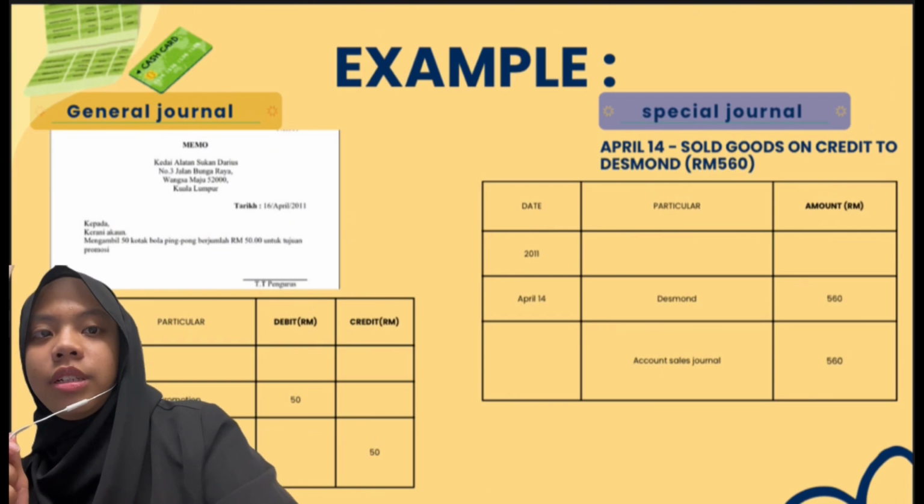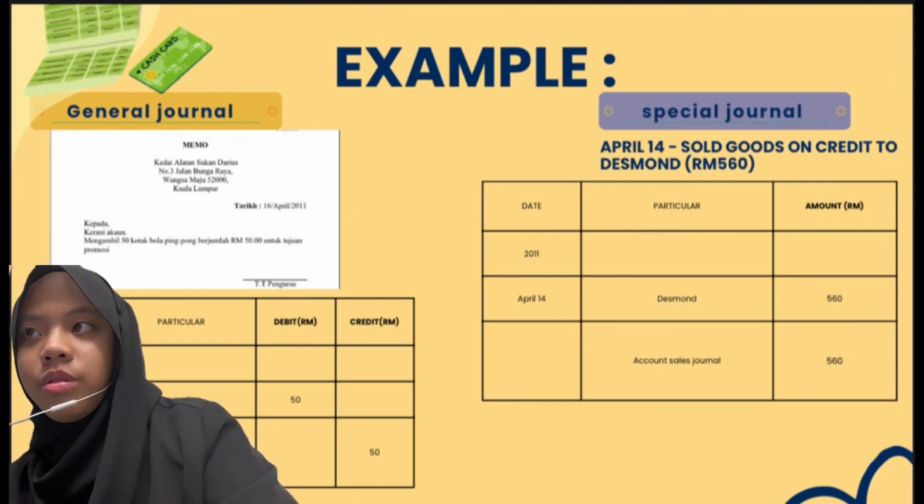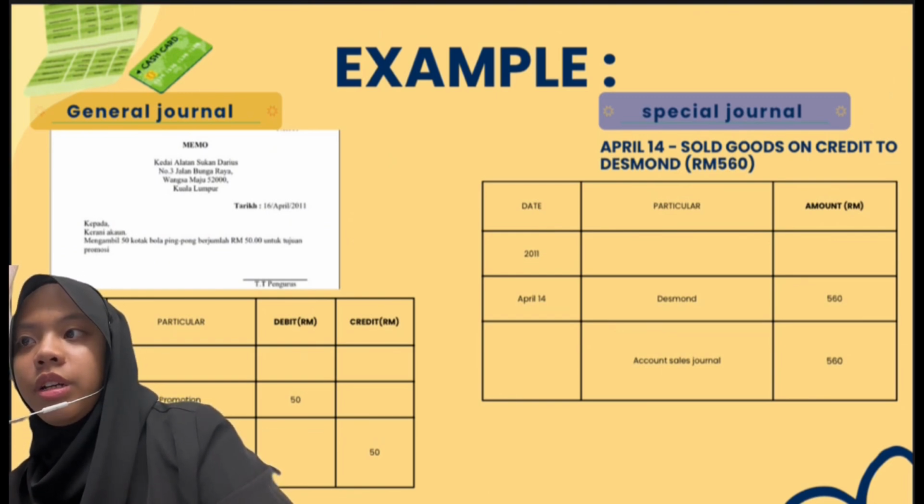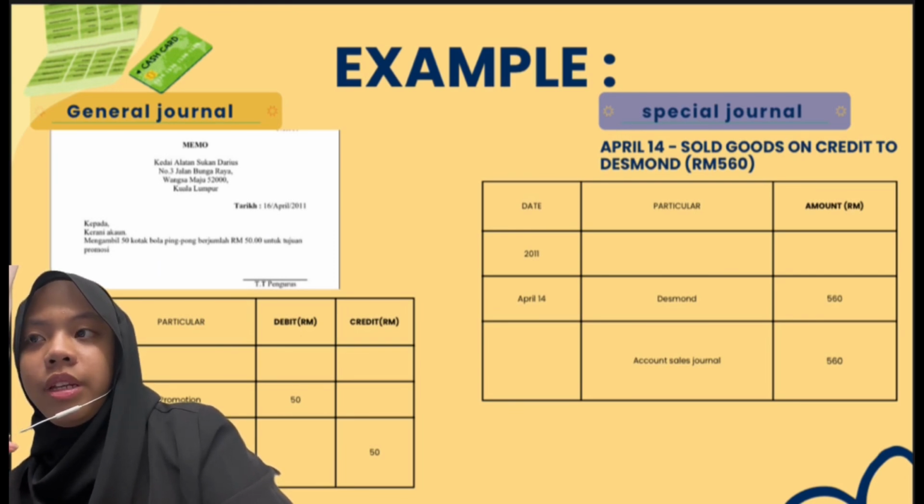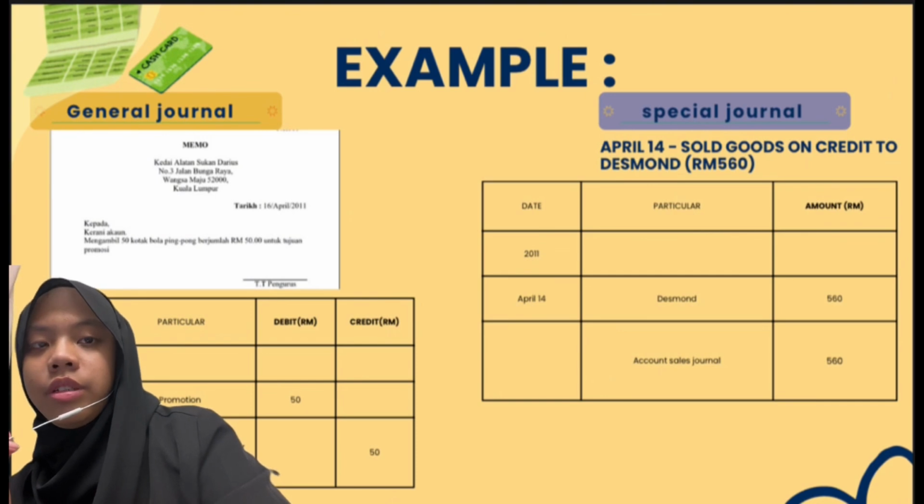Number 1, general journal. Source document is memo. Firstly, put the date, 1 April 2011, and the particular is promotion on debit because promotion increases, and on the credit is inventory because the owner took 50 boxes for promotion purpose, which means the inventory decreases.